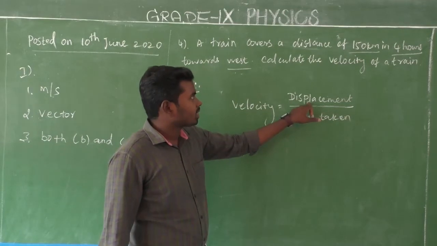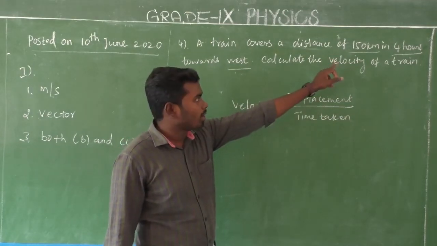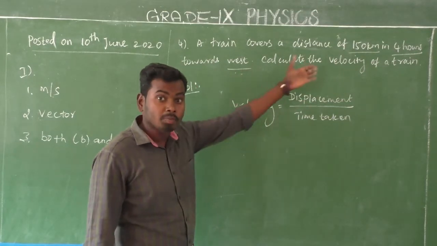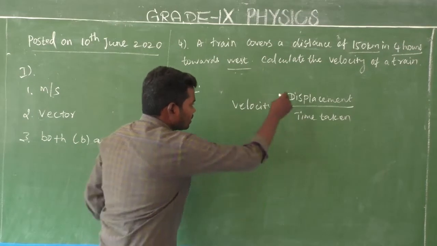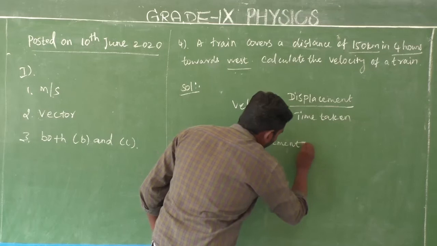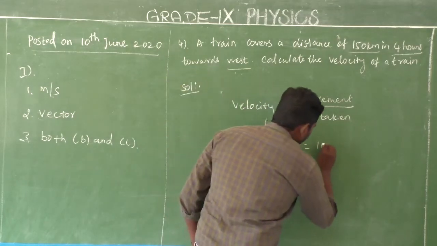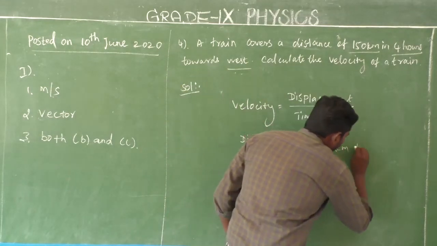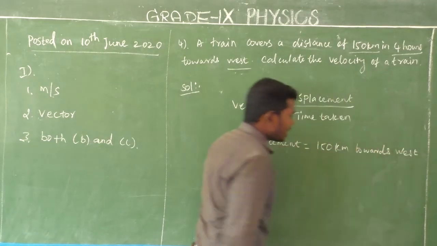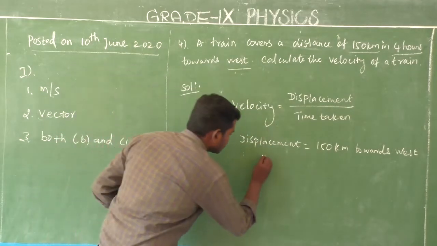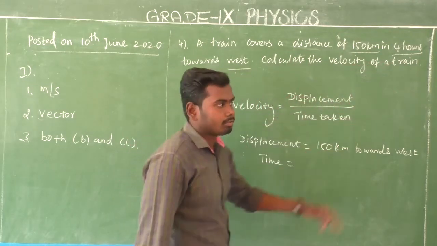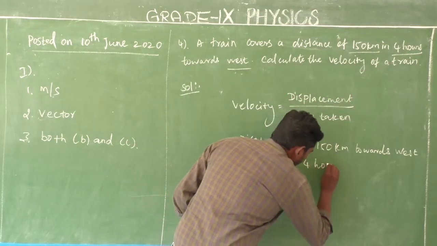So what is the displacement? Displacement is 150 kilometers towards west direction, because for velocity there must be direction. Am I right? Displacement is 150 kilometers towards west direction. Time taken, how much? Time is 4 hours.